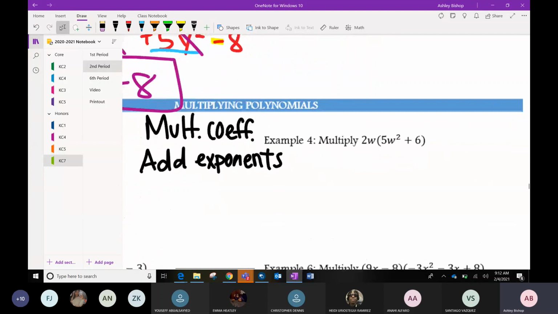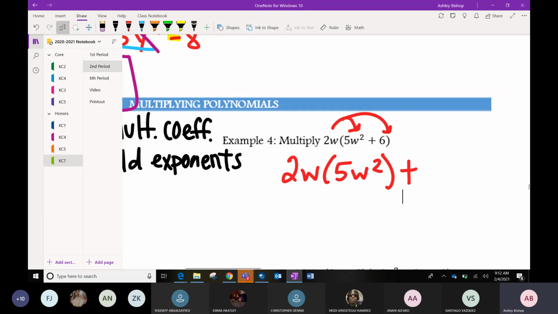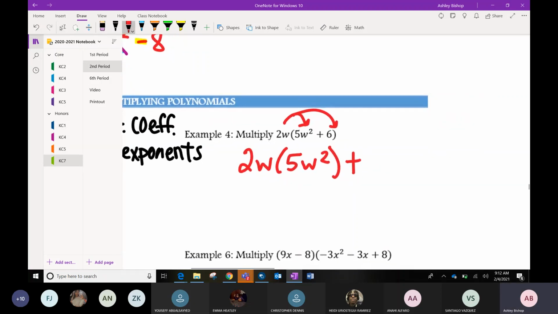Now, if I do something out here, you need to be careful with parentheses. If I have one thing outside a pair of parentheses, you need to distribute. Always. Forever. That's always what we do. When you distribute, that means whatever's outside the parentheses needs to get multiplied by everything inside the parentheses. So the 2w needs to get multiplied by the 5w squared. And so I'm going to do plus, because I'm adding these things because the 2w is positive, and the 2w needs to get multiplied by the 6.